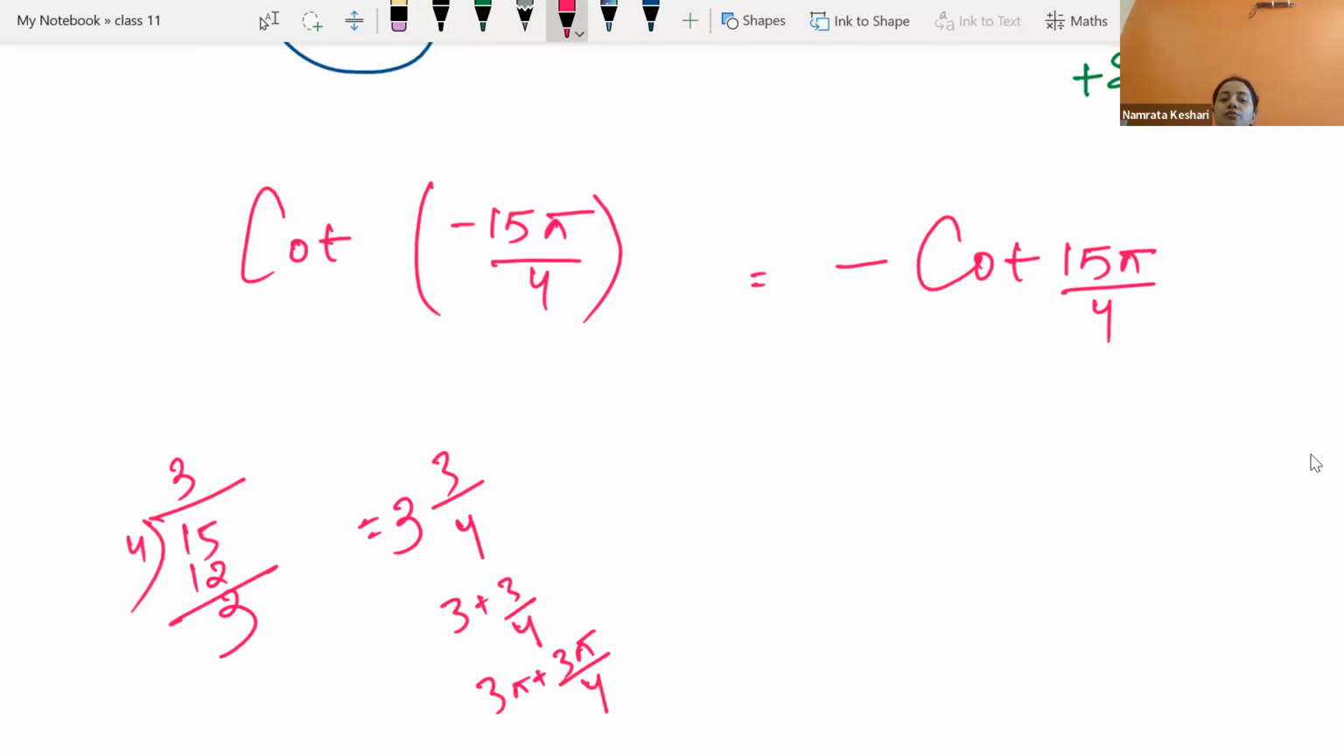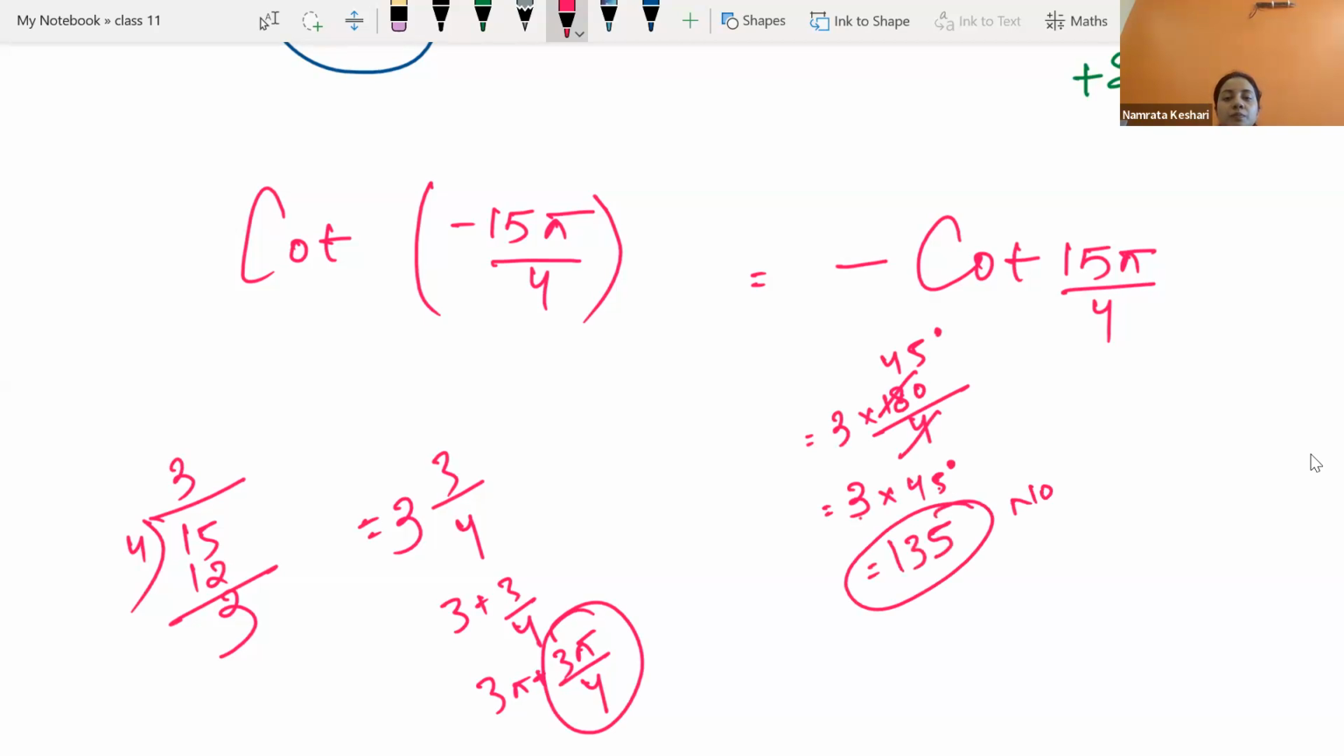If you will check the value of 3 pi by 4, okay, let's check it. Pi by 4 means 45 degree, right? Right, Nabila? Check it. Yes, ma'am. 4 fours are 16. Okay, 4 5 times 20. Making sense? Yes, ma'am. Okay, so 45 into 3. Can you see? Again, it's not acute. Yes, ma'am. So we cannot take 3 pi plus 3 pi by 4.